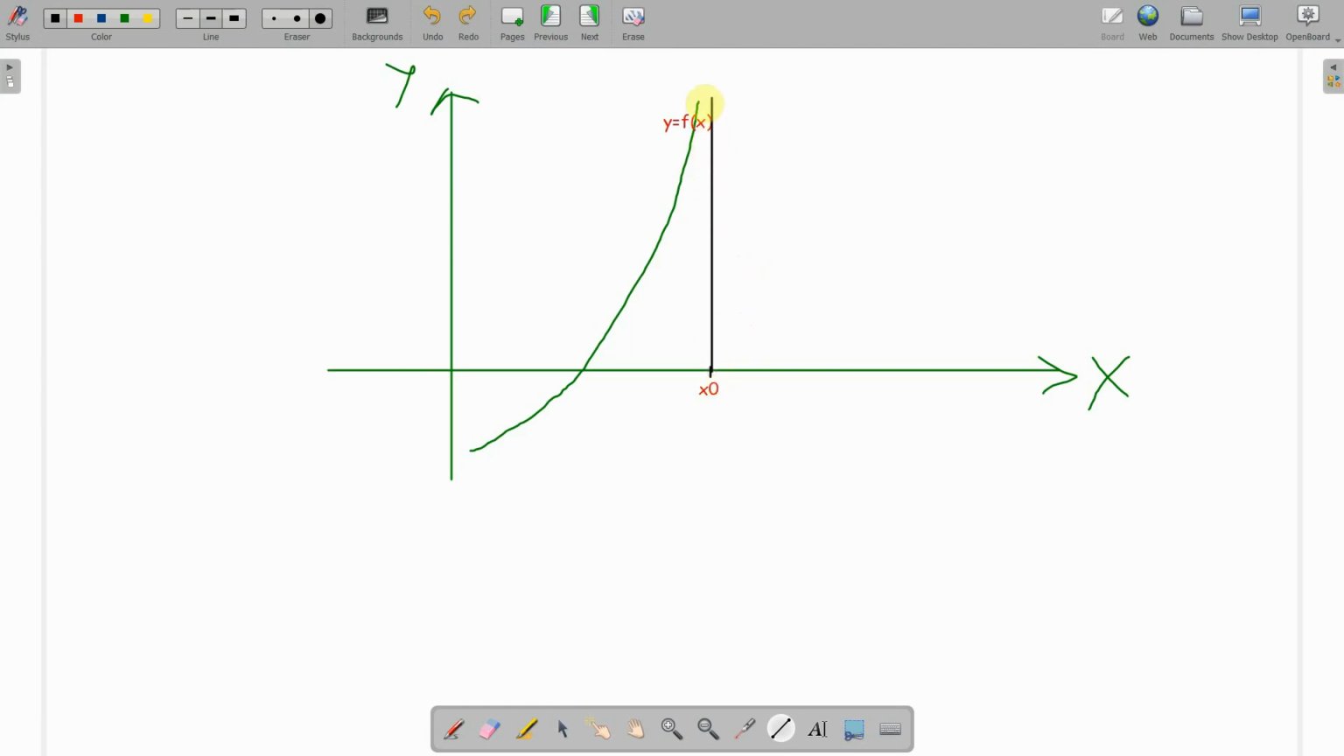Consider this. I couldn't draw the curve properly. So this point is your P0. The black line you are seeing is fx0, because y equals fx. So this is fx0, and p0 can be written as x0, fx0. This point, in sense of 2D or Cartesian coordinates, you can write as x0 comma 0, because on the x-axis y is always 0. Is this clear? Yes, sir.